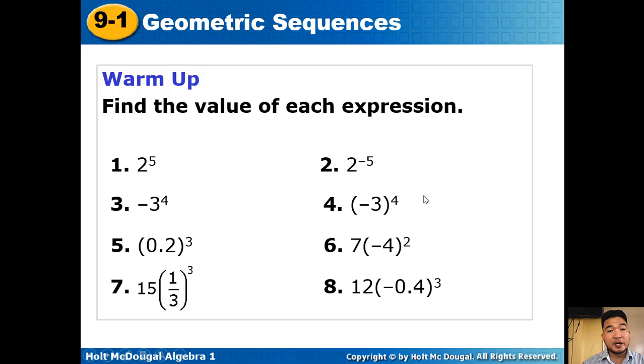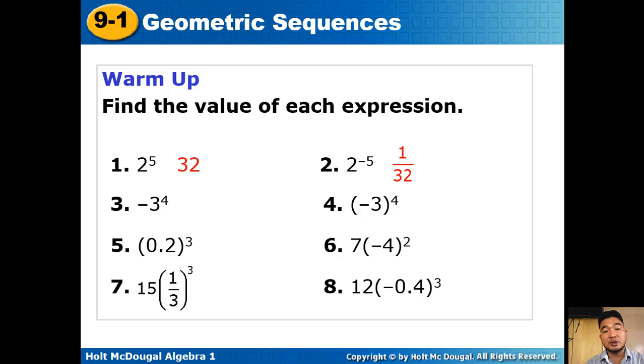Okay, let us start with the warm-up exercise because this would help you in solving geometric sequences. Find the value of each expression. Number 1, 2 raised to 5. What is the answer? So that is 32 because 2 raised to 5 means 2 times 2 times 2 times 2 times 2. You multiply 2 five times to itself and the answer is 32.